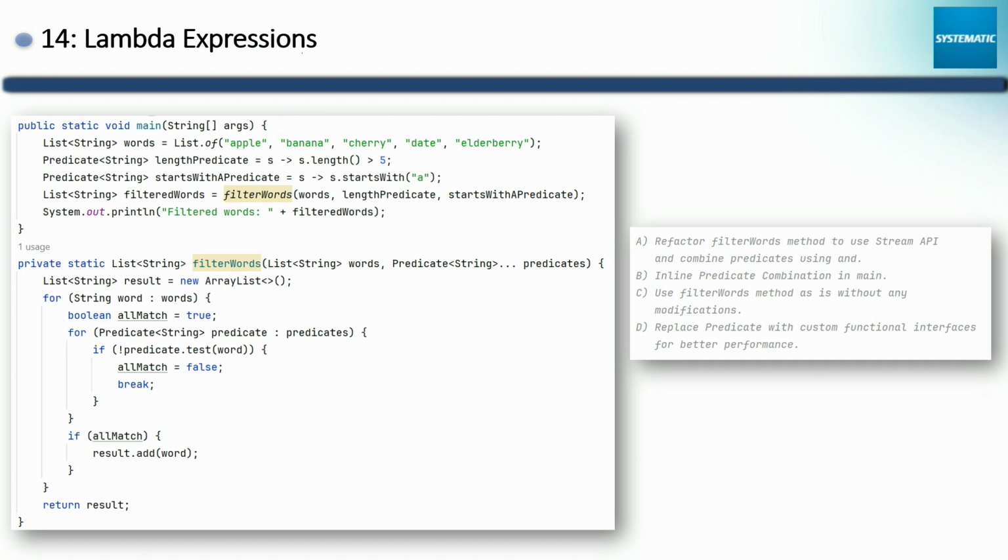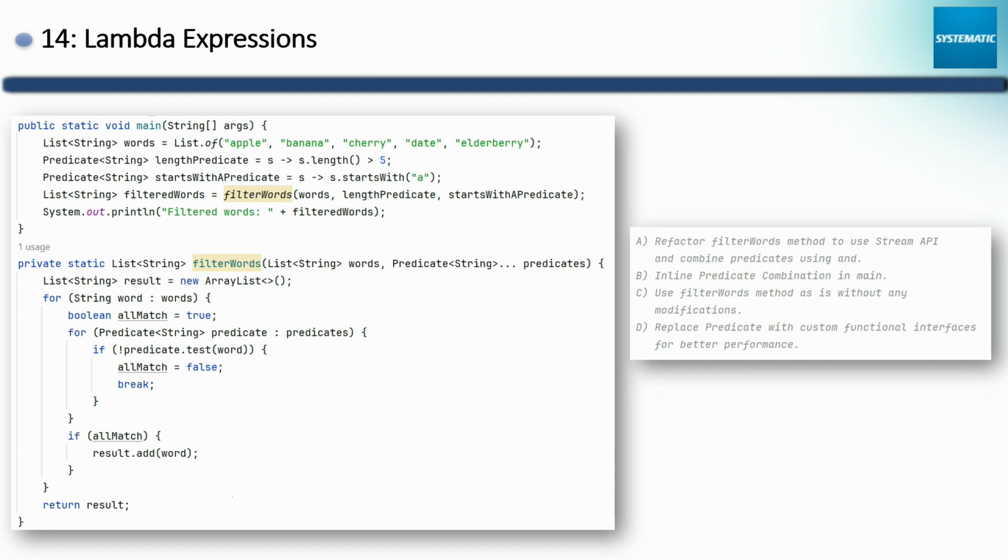Afterwards, the second one checks if the word starts with A. And we filter the words using that filter words method from above, which accepts a list of words and an array of predicates. And that filter words method, as we can see there, checks each word against all predicates and adds it to the result list if it matches all of them. The code works, but we need to improve it. There are way too many lines over here just for my simple example.